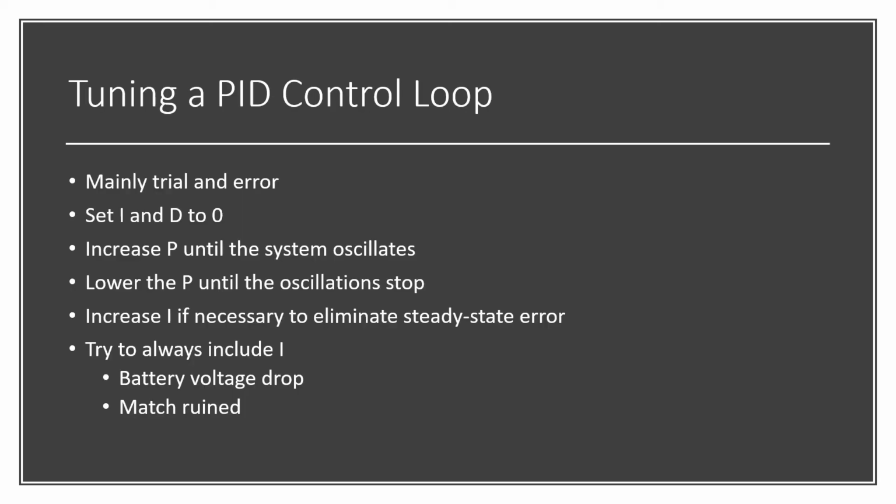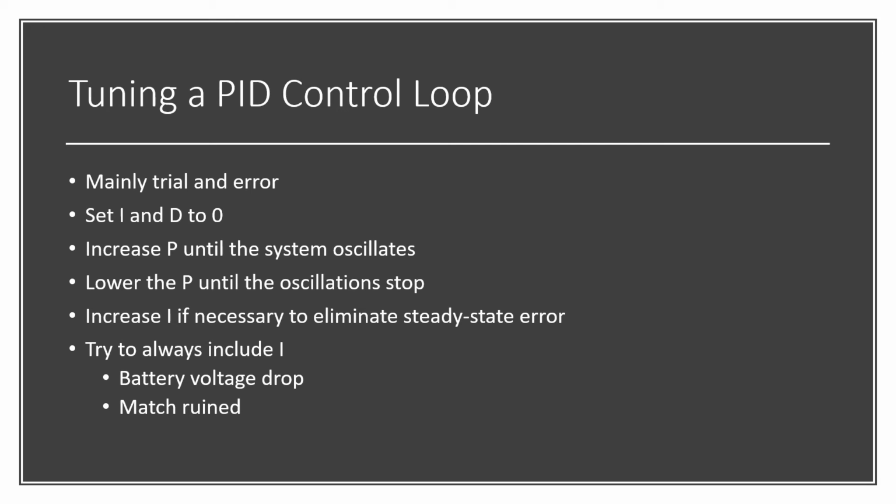Now, all of this PID stuff is meaningless if you don't know how to tune it, but tuning it is mainly trial and error. There are ways to calculate this with complex formulas, but we usually just trial and error it. First, you set the I and D values to 0, and you slowly increase the P until the system oscillates. Once you know the limits of the system, you lower the P until the oscillations stop. Then you can increase the I if necessary to eliminate any steady state error.